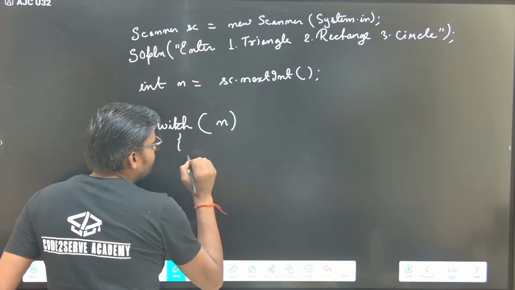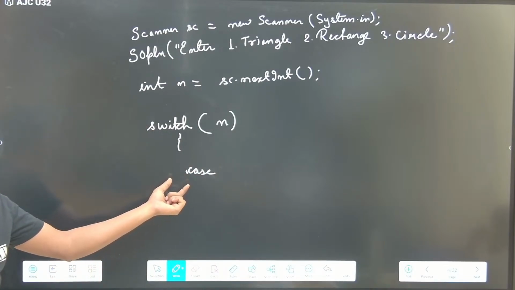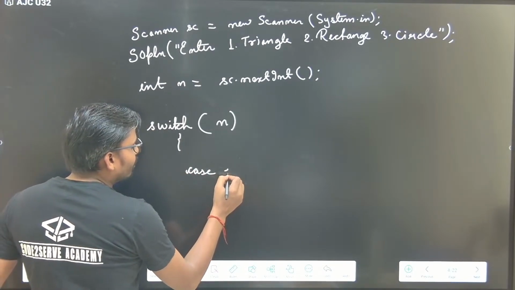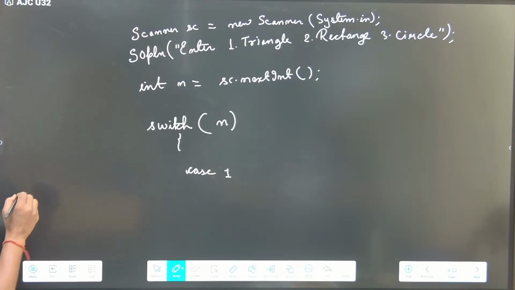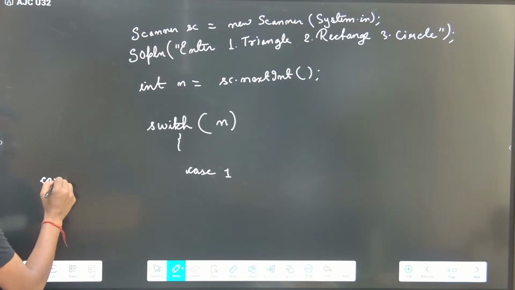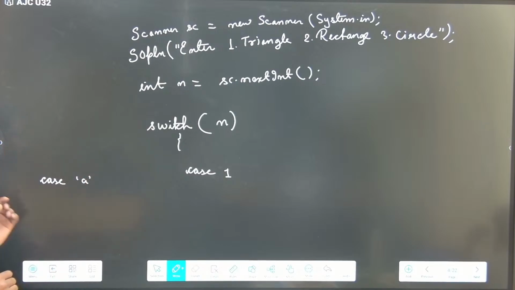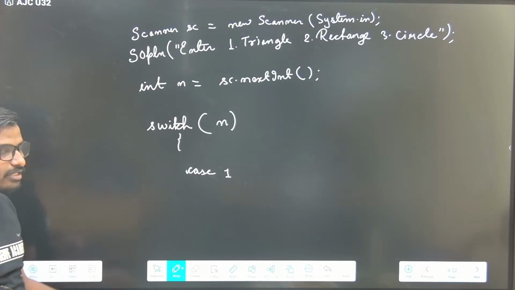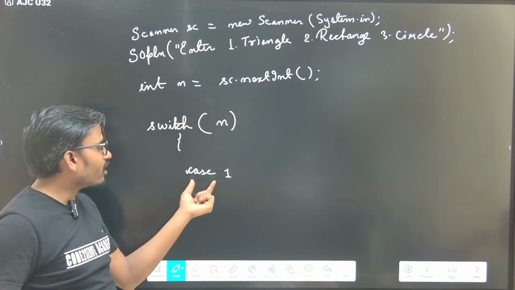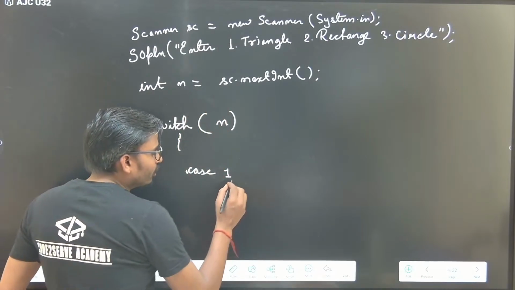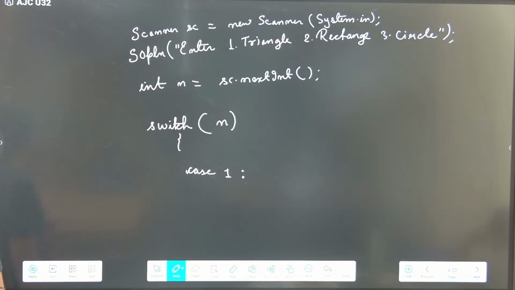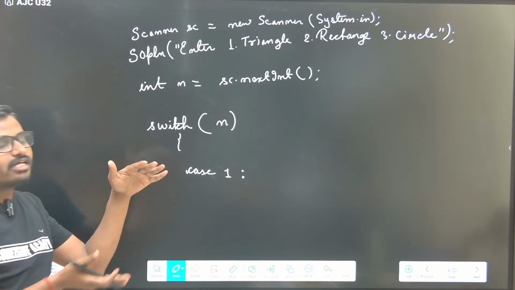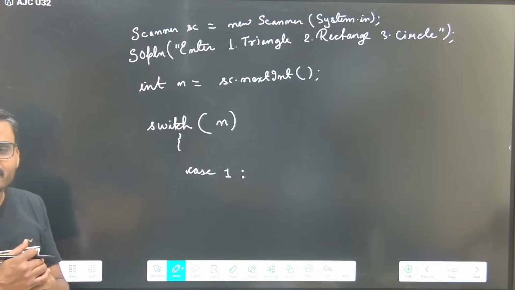See how I am writing. Case is small, then a space and then 1, numeric one. Suppose you have to check for ABC, then you will write case, single quotation A. That means it will check for a character type. Now it is an integer type, so you will write case 1. Then you will give a colon. After this, you will write the complete piece of code, whatever is required.